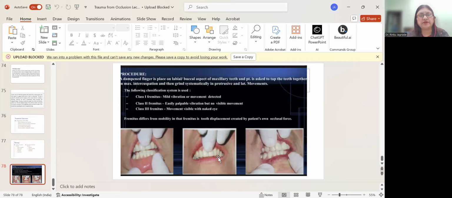Class 1 fremitus, there will be mild vibration or movement detected. Class 2, easily palpable vibration but no visible movement. Class 3, movement is visible with the naked eye. So that is all about trauma from occlusion.